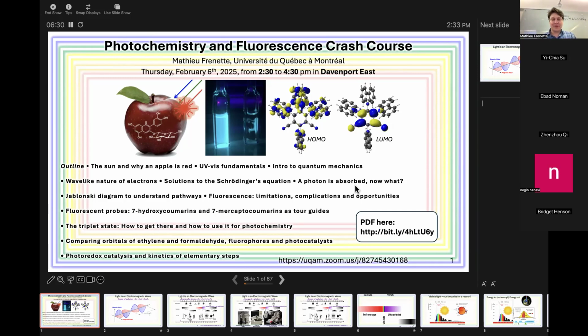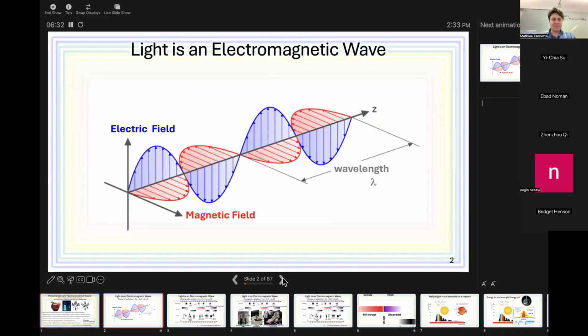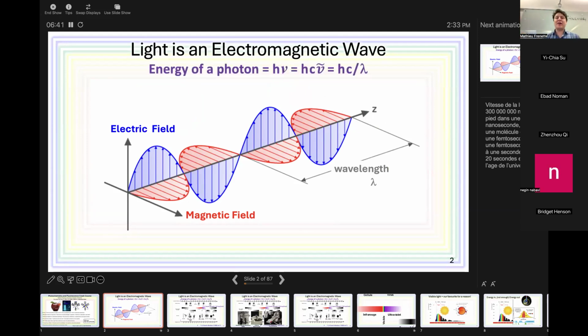All right. So let's start. Light is an electromagnetic wave. If it oscillates quickly, the wavelength is short, the energy is high. The energy of a photon is proportional to frequency, proportional to wave number, inversely proportional to wavelength. Chemists, we like wavelengths because experimentally it makes sense. That's how they're separated. Physicists tend to like wave numbers or electron volts. But yeah, light is an electromagnetic wave.